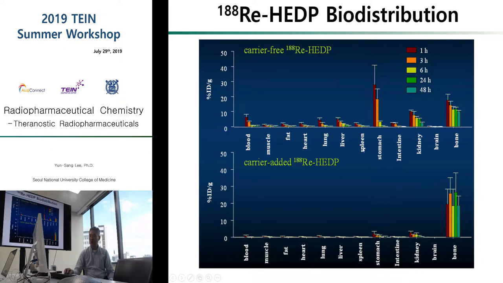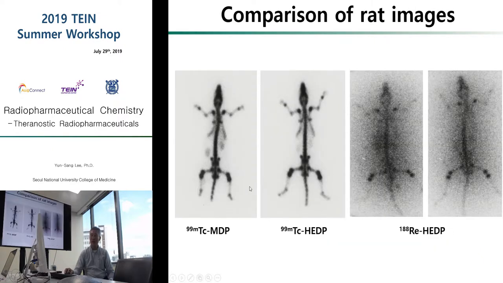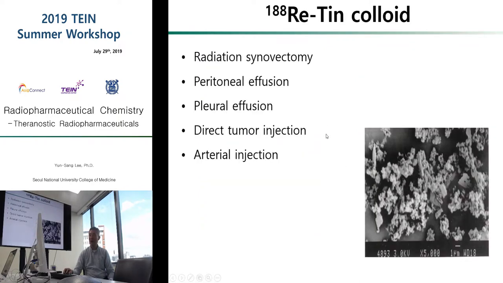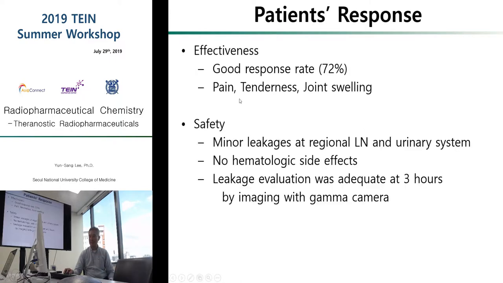So we did several animal experiments. Then we could see almost the same distribution as technetium and rhenium. And we also did patient treatment for bone palliation. After MDP scanning for diagnosis, we can treat with rhenium HDP. After that, we could make rhenium tin colloid for radiation synovectomy, or direct tumor injection. Especially for radiation synovectomy, we have a good response rate, more than 70%.